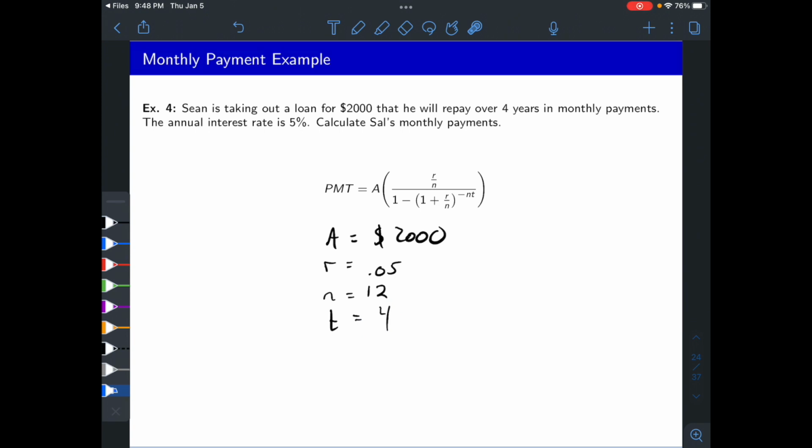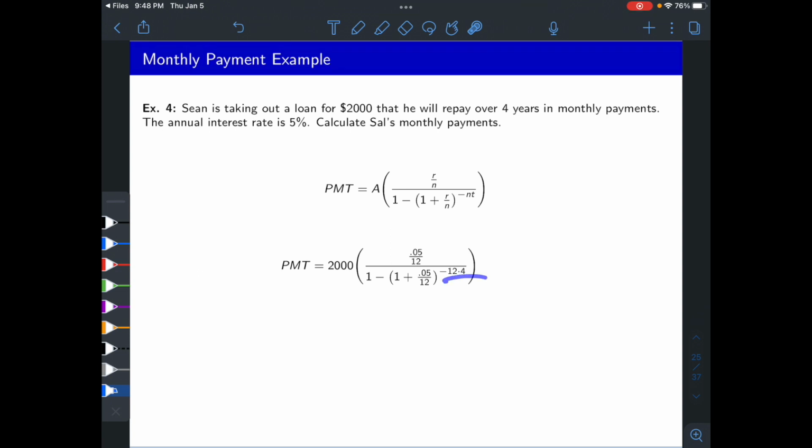Okay, so you plug all these values in, and then you get this. 2,000 times 0.05 over 12 divided by 1 minus 1 plus 0.05 over 12 to the negative 12 times 4. Now in my calculator, I don't type in 12 times 4. It's good to have parentheses around this, but I'll usually just write negative 48 or something like that. Not too important, but anyway, you type this into your calculator. It gives you a monthly payment of $46.06.